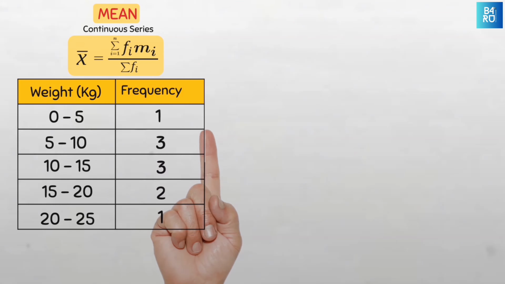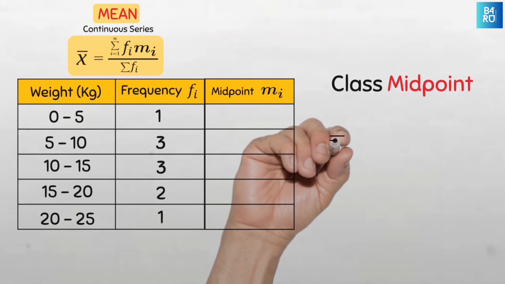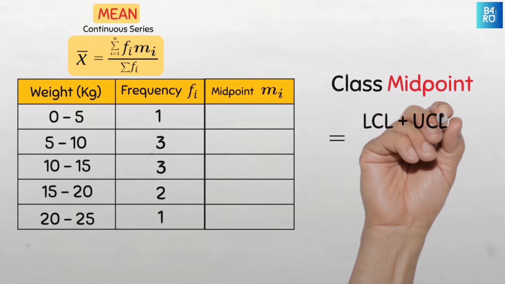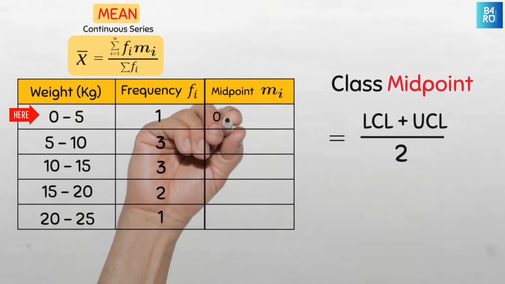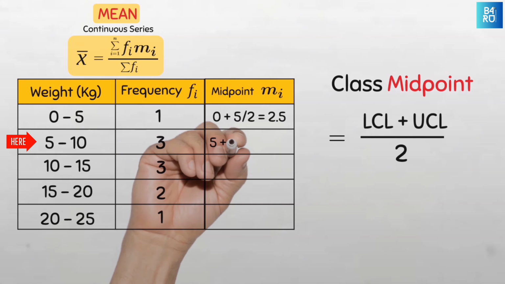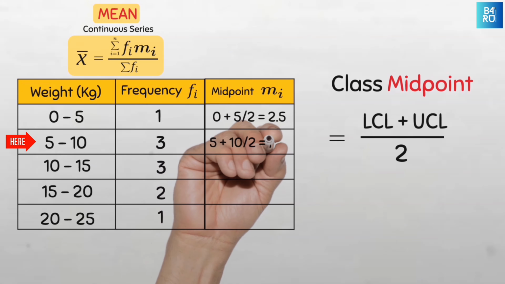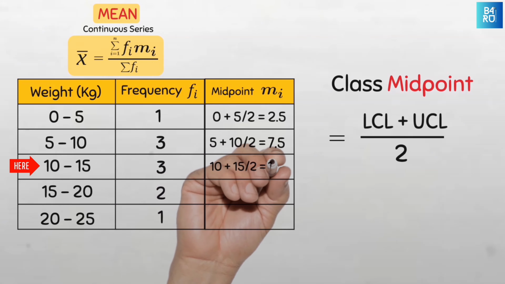First, let's work on the numerator. So we'll first find the midpoints, then multiply each midpoint by the respective class frequency, and finally sum all of them together. So let's find the midpoints. To do this, we'll add the lower and the upper class limits of each class and then divide by 2. So for the first class, it will be 0 plus 5 all divided by 2, and that's 2.5. For the second, it is 5 plus 10 all divided by 2, and that's 7.5. Next is 10 plus 15 all divided by 2, and that's 12.5.